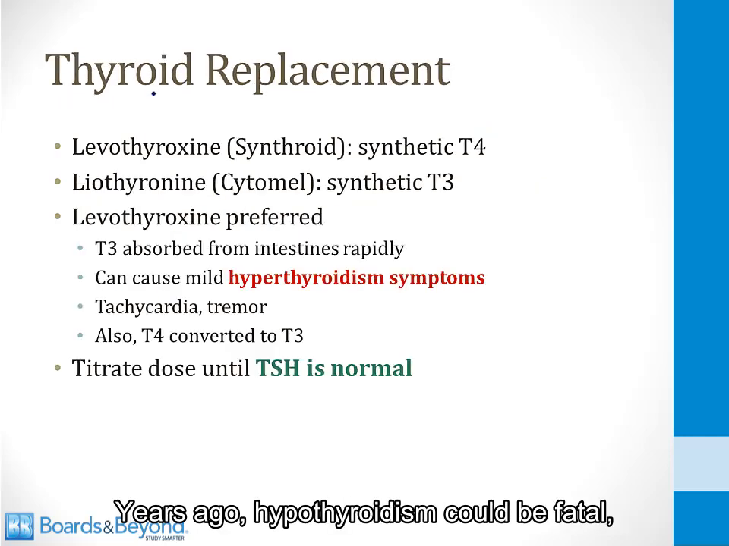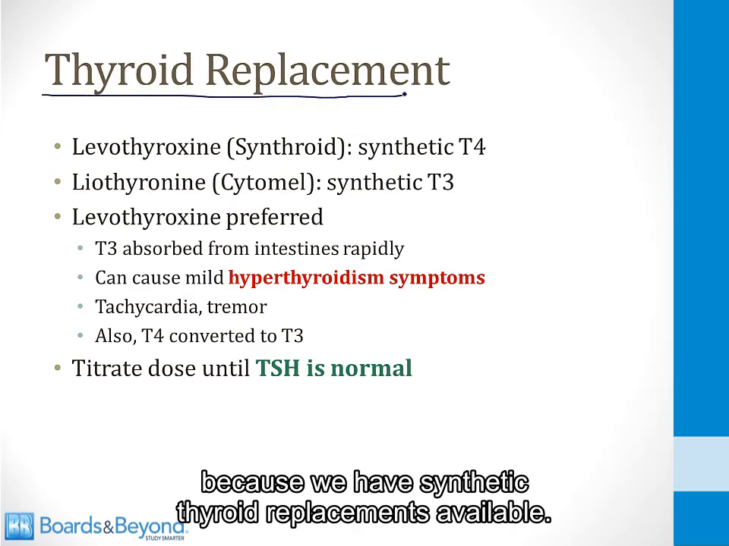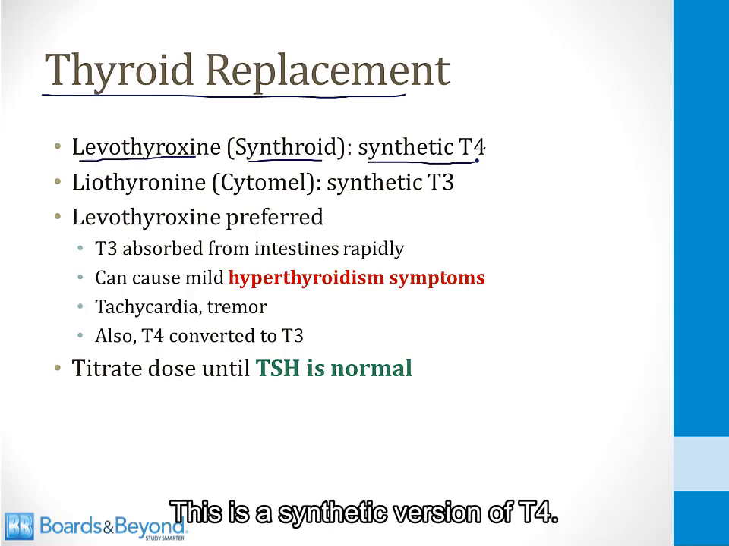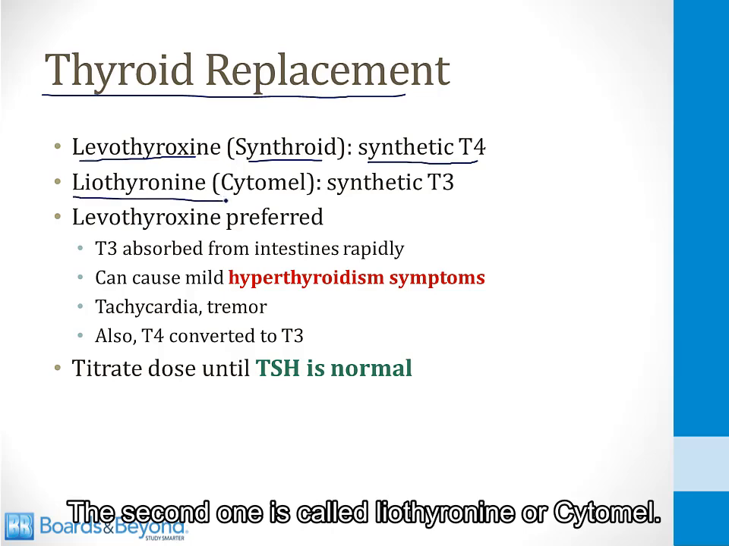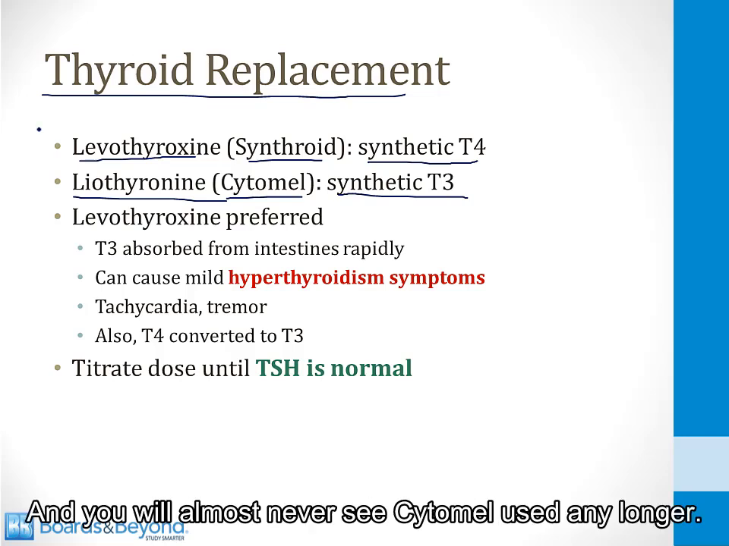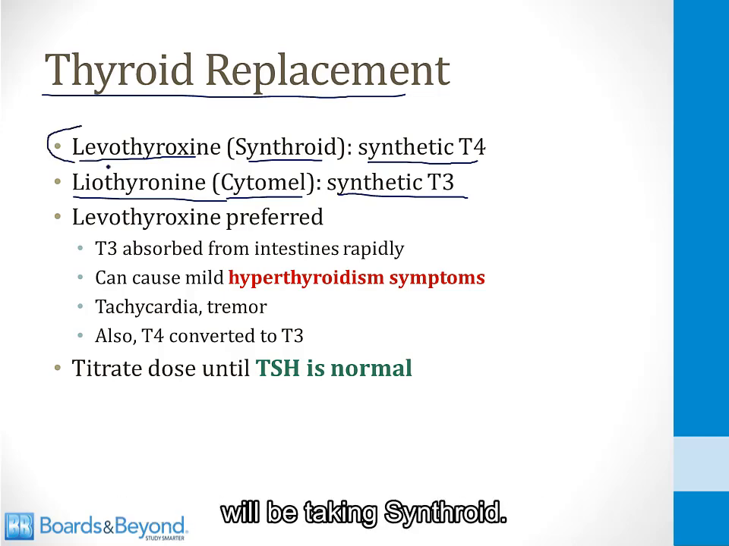Years ago, hypothyroidism could be fatal, but that's no longer the case because we have synthetic thyroid replacements available. The first one is called levothyroxine or Synthroid. This is a synthetic version of T4. The second one is called liothyronine or Cytomel. This is a synthetic version of T3. And you will almost never see Cytomel used any longer. Most of the patients who are hypothyroid that you will see on your clinical rotations will be taking Synthroid.